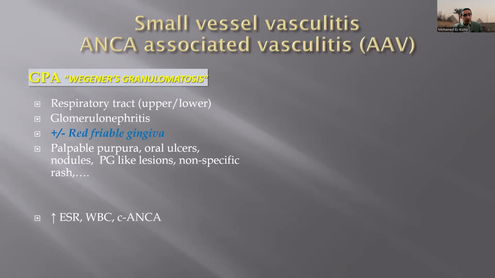The second type, which is granulomatosis with polyangiitis, formerly known as Wegener's granulomatosis, has respiratory tract affection and glomerulonephritis, and we commonly have red friable gingiva, or what we call the strawberry gingiva. We also have several other cutaneous lesions, including the classic palpable purpura, some oral ulcers, nodules, and even pyoderma gangrenosum-like lesions. In patients with GPA, the ESR is usually elevated, and there is leukocytosis, and the C-ANCA is usually positive.